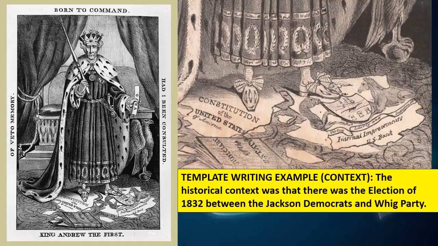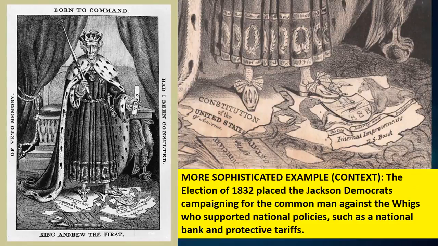One more, template writing for context. The historical context was that there was an election of 1832 between Jackson Democrats and the Whig Party. Better example of context: the election of 1832 placed the Jackson Democrats, campaigning for the common man, against the Whigs, who supported national policies such as a national bank and protective tariffs as well. Okay, so I've given you several examples of HIPPO, how to use it in a document. It is actually quite easy, but it's also easy to forget to do some of these things. If you still have questions, let me know. Thanks for watching and good luck.